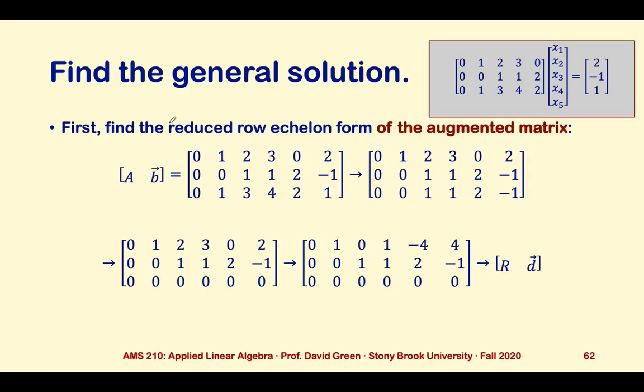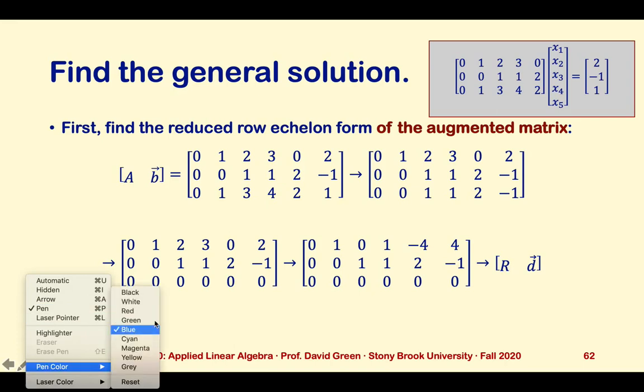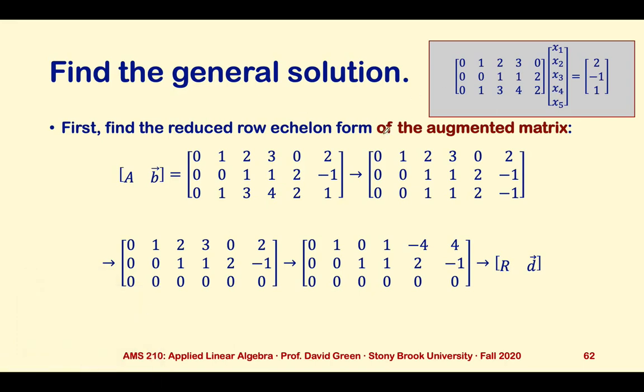Once again, we start by trying to find the reduced row echelon form of the augmented matrix because we're trying to find a general solution. This is a 3 by 5 coefficient matrix, so we have 5 unknowns, 3 equations. It means our augmented matrix is going to have 6 columns. And we carry on Gaussian elimination in the usual way.